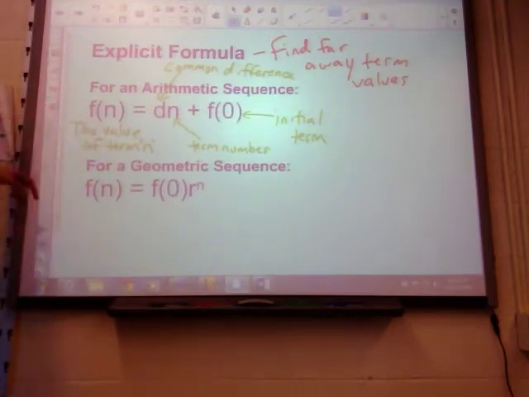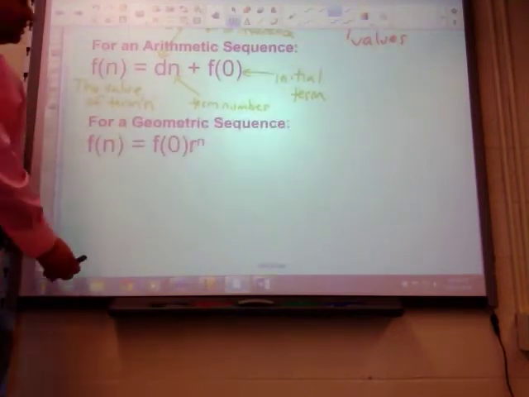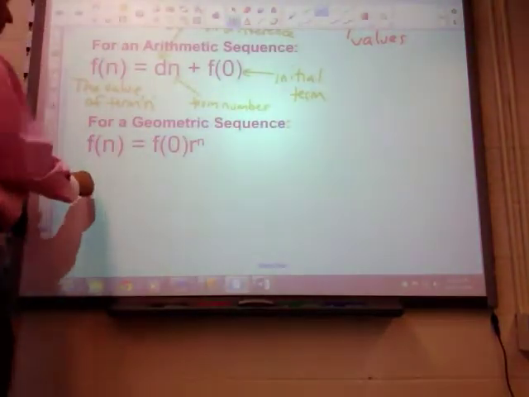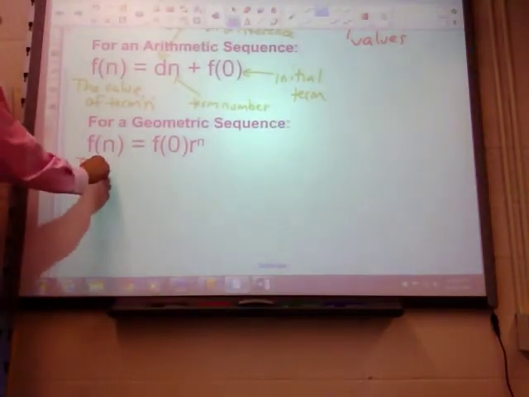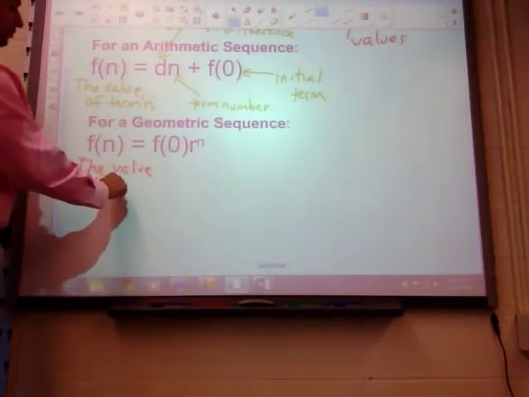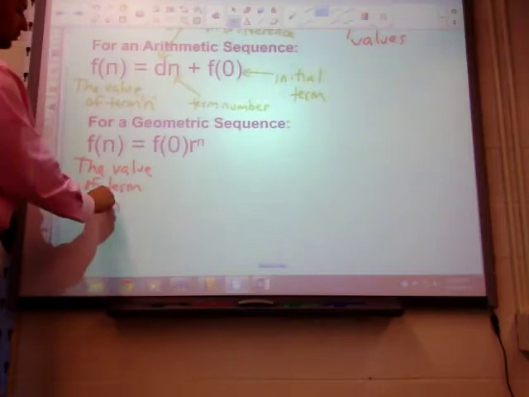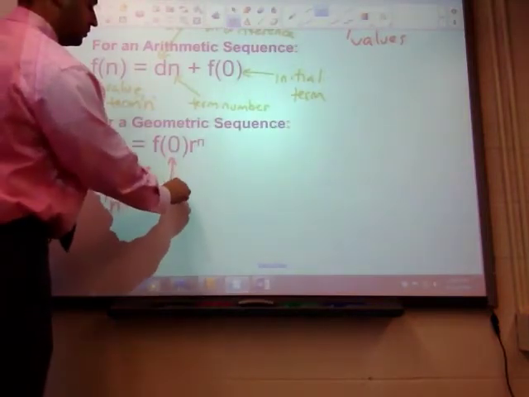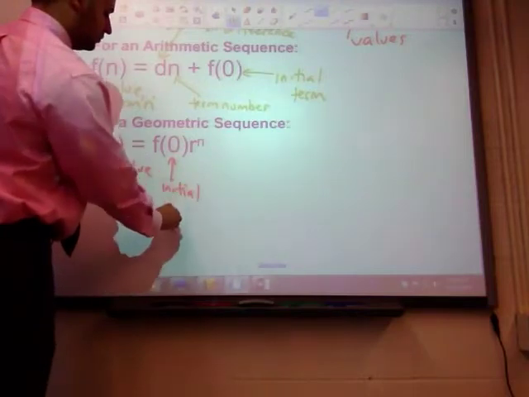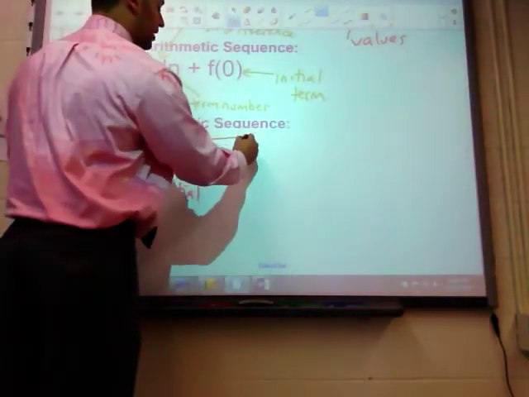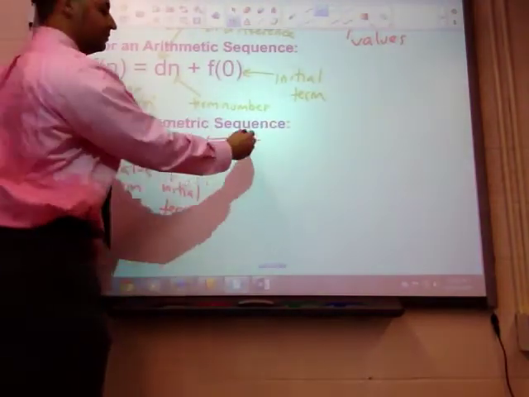For a geometric sequence, which is the one where we're using multiplication, again, f of n is still the value of term n. f of 0 is still our initial term. n is still our term number. Notice this time it's a power.